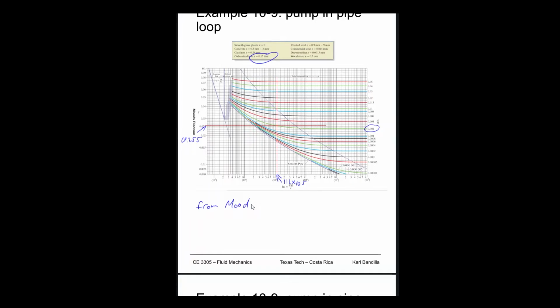All right, so we can say from the Moody diagram, f is equal to 0.0255. Oops, I forgot a 0 in my picture up there. So erase that and write that correctly here.